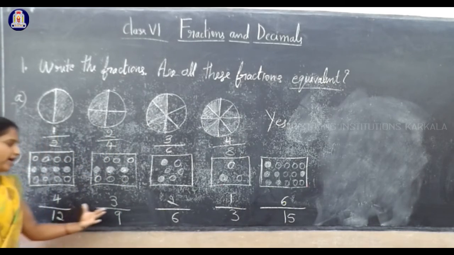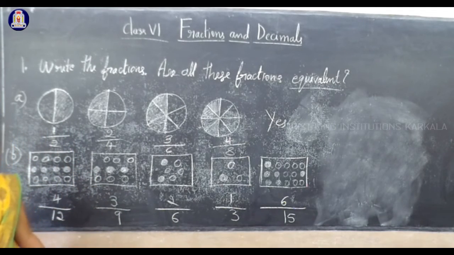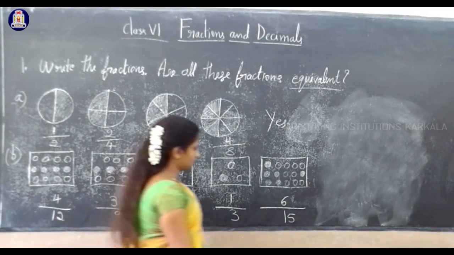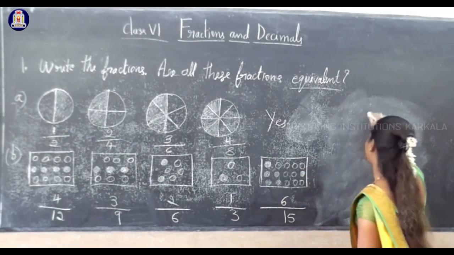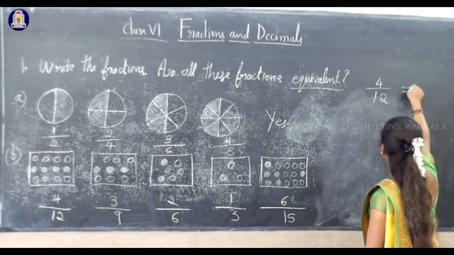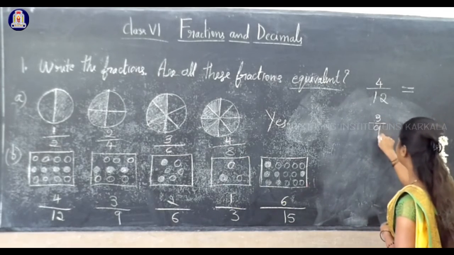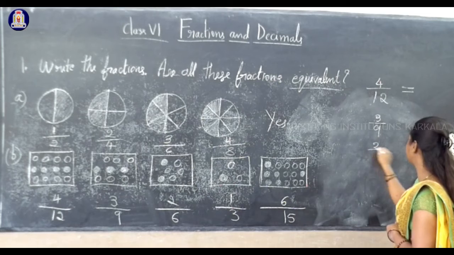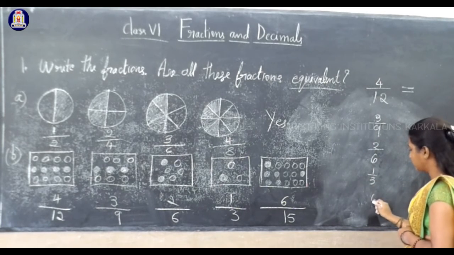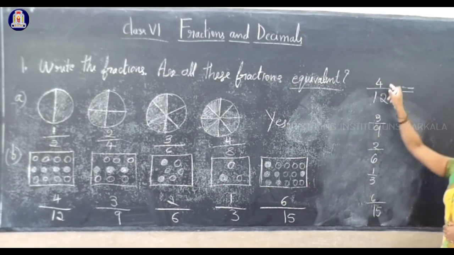So all these fractions you have to check whether they are equivalent or not. So now 4 by 12, 3 by 9, 2 by 6, 1 by 3 and 6 by 15. We will write it here. So now you can check whether these fractions are equivalent or not. The second fraction 3 by 9, next 2 by 6, next 1 by 3 and last fraction is 6 by 15. Now check 4 by 12.